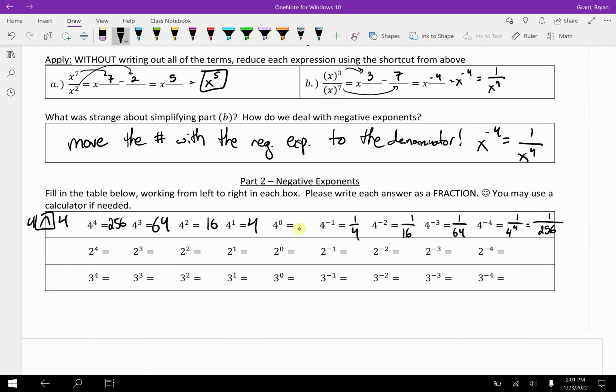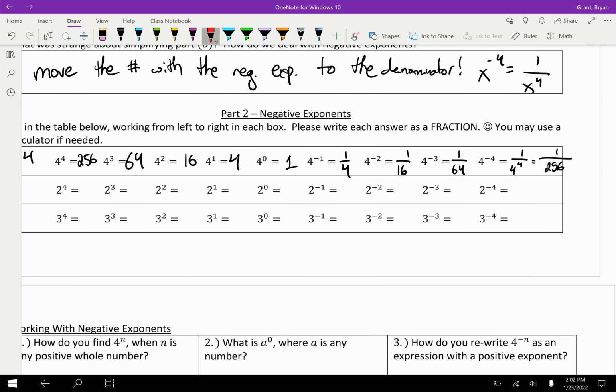But then things get a little bit strange. What is 4 to the 0th? Well, if you try that on your calculator, I think you're going to get a strange answer. You might be tempted to say the answer is 0, but it actually turns out that our answer is 1, and your calculator will tell you that. How come? Well, there's a few ways to look at this, and I'll give you 2 different ways. First, you can think about the pattern.